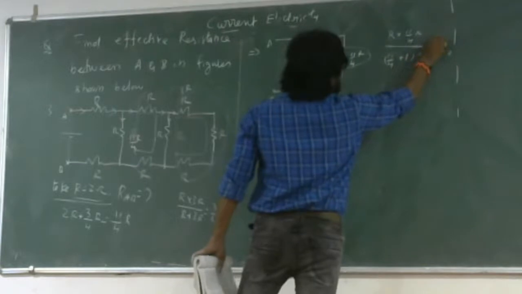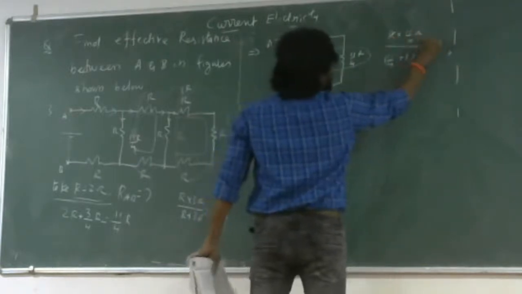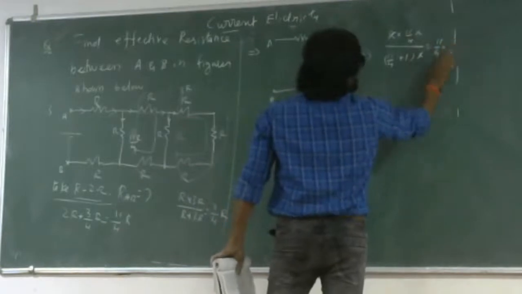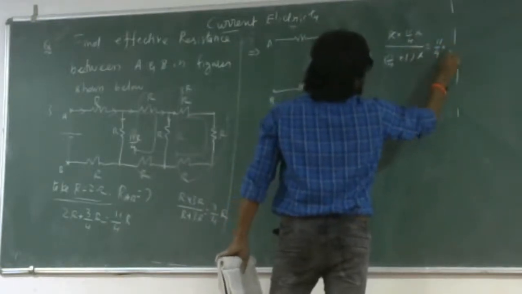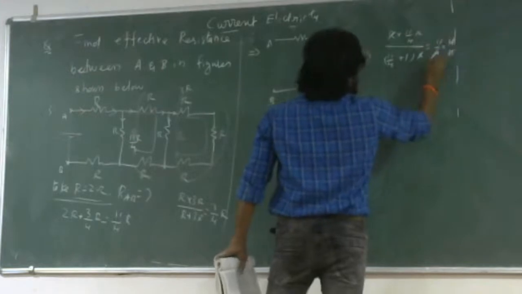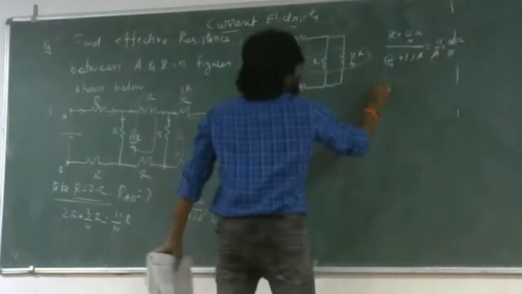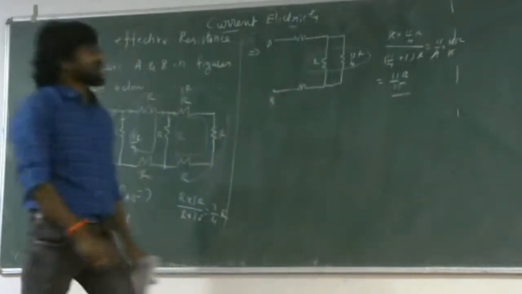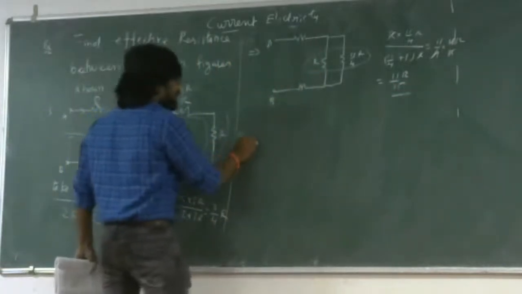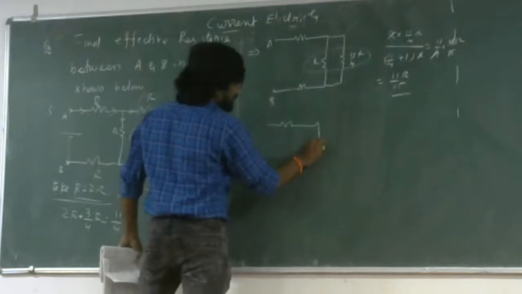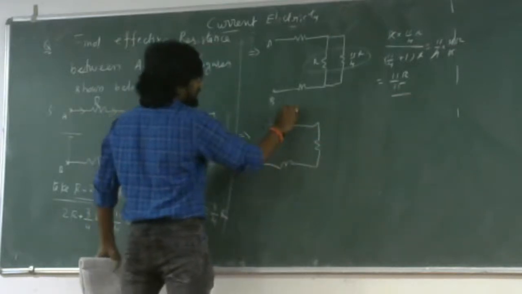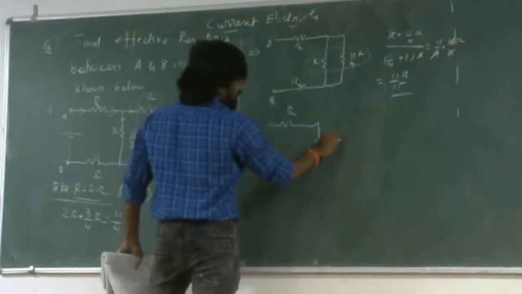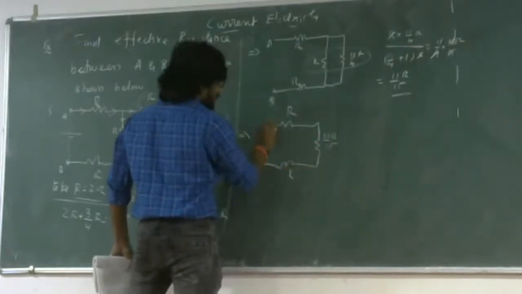So R cancels. 11 by 4 into 4 by 15, 4 cancels. So R is there, and you get 11 R by 15. This can be further written as R, this is R, these are R's, and this is 11 R by 15 between A and B.